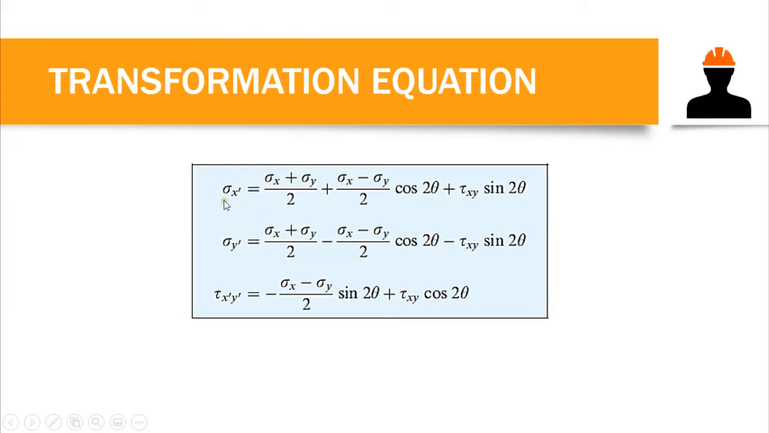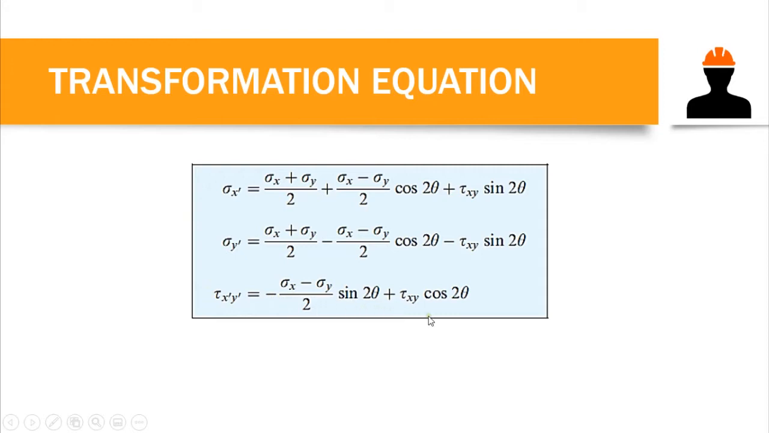this one here, the transformed normal stress acting horizontally, is equal to the normal stress x plus the normal stress y over 2, plus the normal stress x minus the normal stress y over 2, times cosine 2 theta, plus the shear stress xy sine 2 theta. Now, for the transformed normal stress on the y-axis, it is the same as the first one. The only difference is that we have the minus here, then minus at this point. Okay. Now, for the transformed shear stress, we have this formula here.